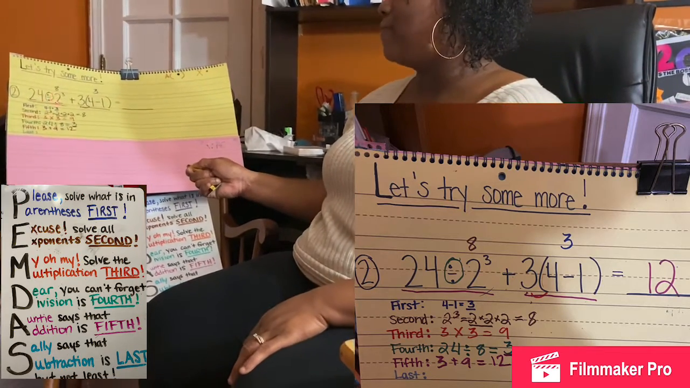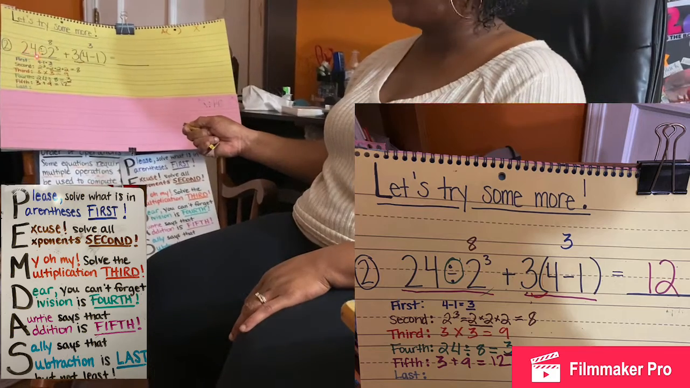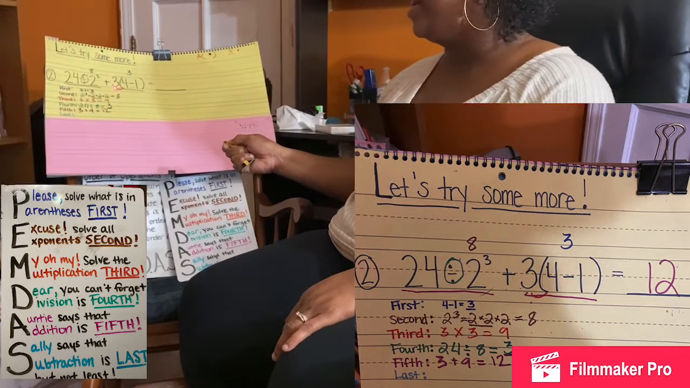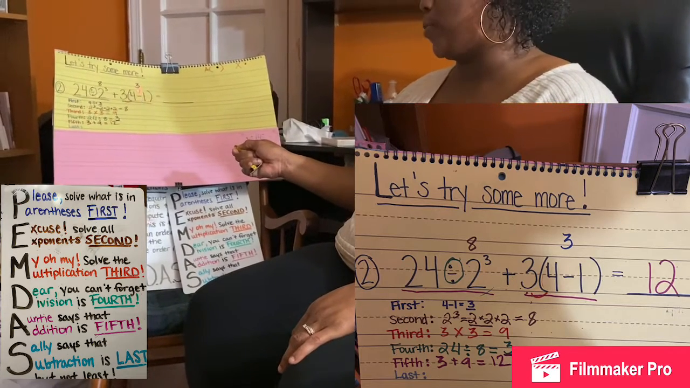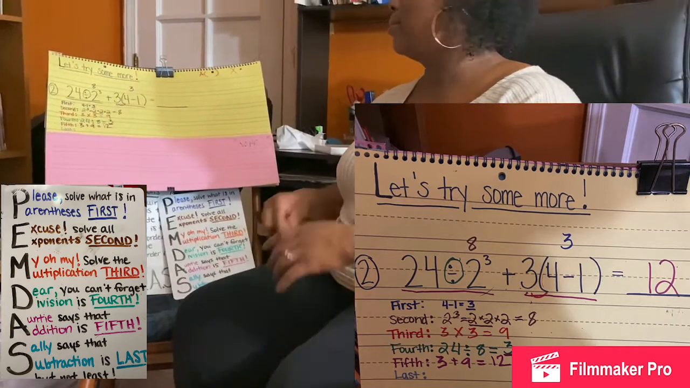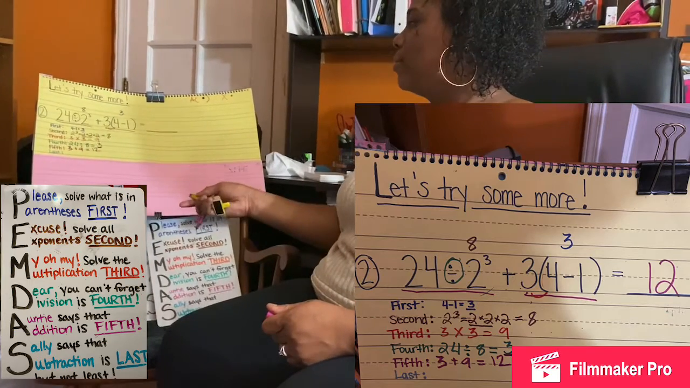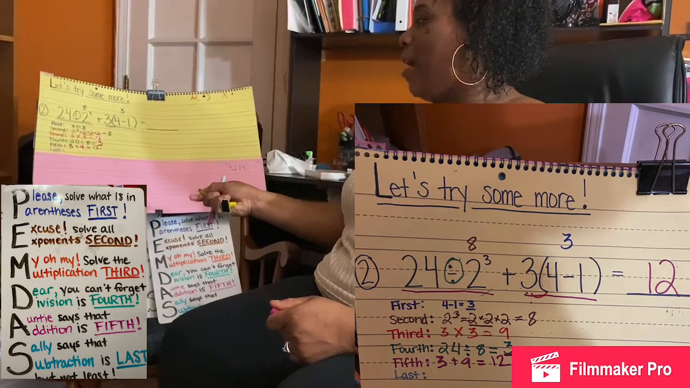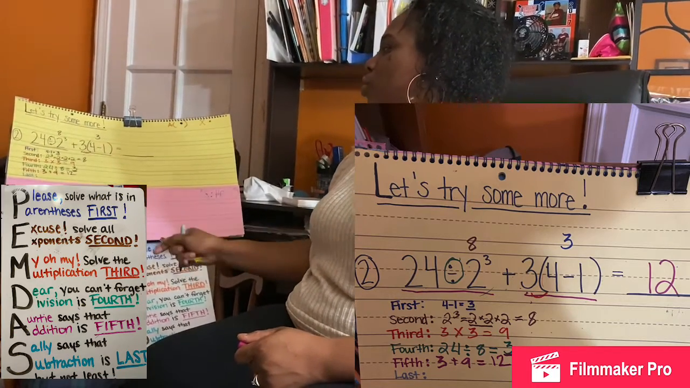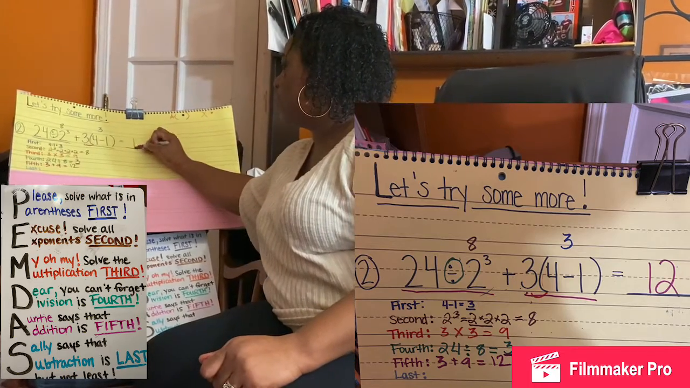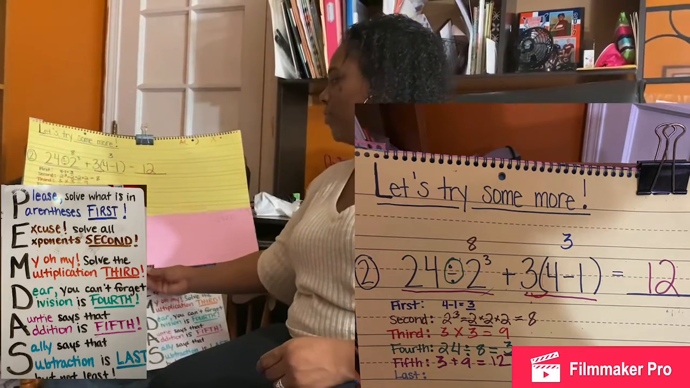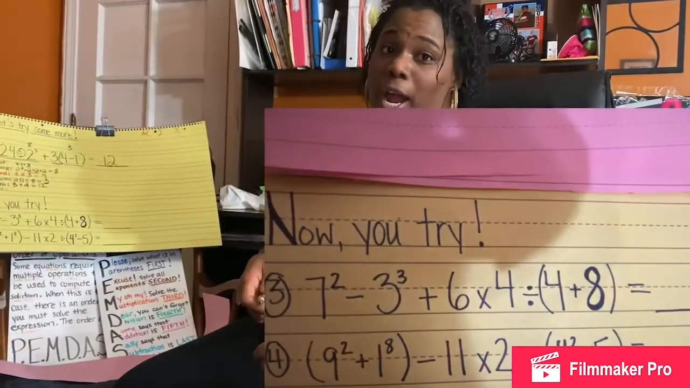So 24 divided by 2 cubed is also saying 24 divided by 8, which we know is 3. And we need to add that to 3 times 4 minus 1. 4 minus 1 is 3. 3 times 3 is 9. 3 plus 9, like we already figured out, the solution to this is 3. The solution to all of this is 9. So 3 plus 9, our answer is 12.